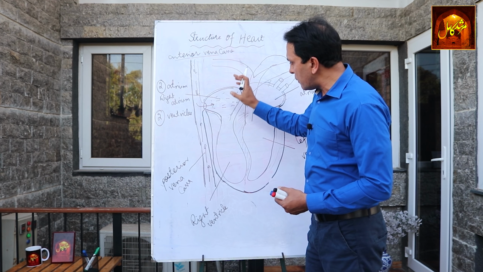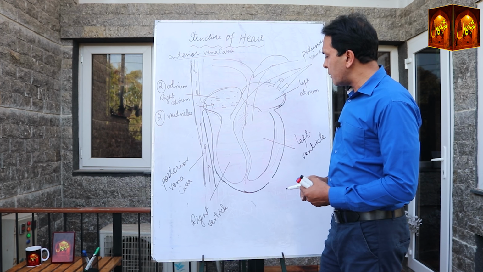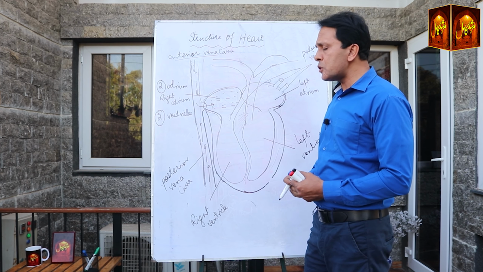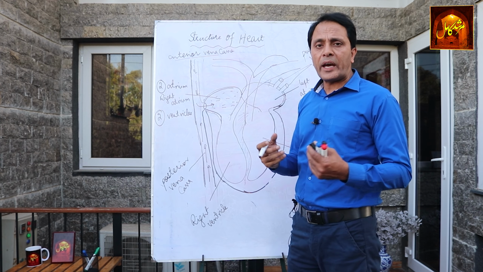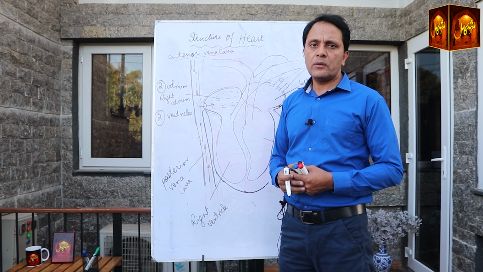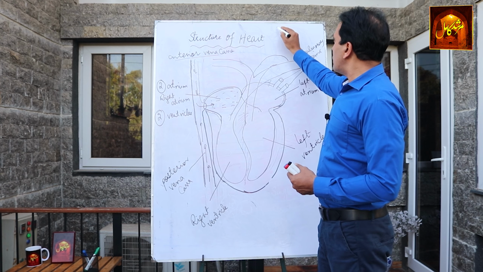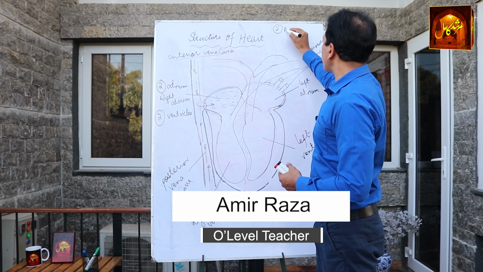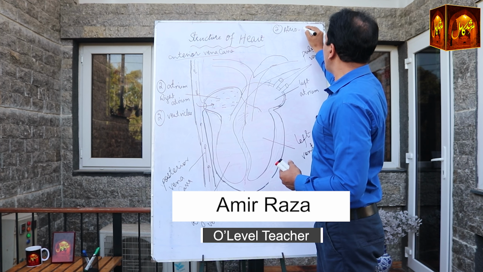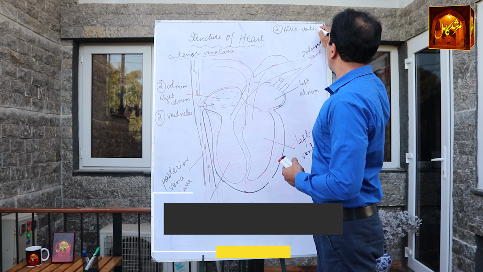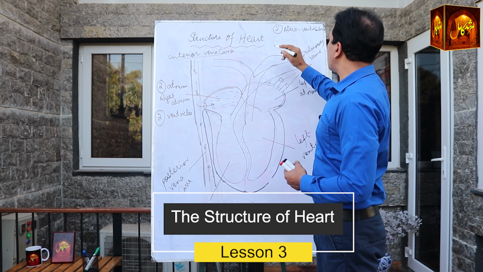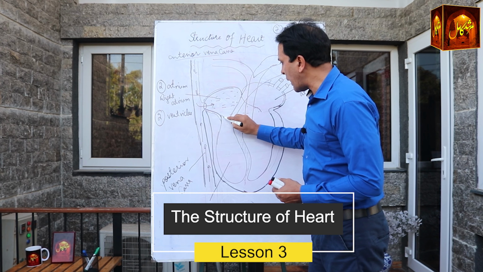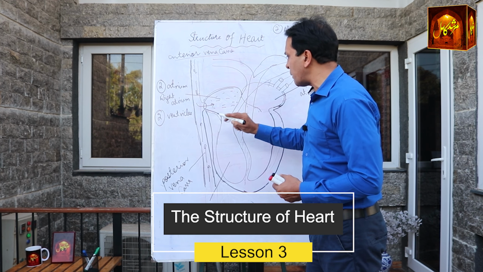When blood passes through these chambers, from the atrium into the ventricles, it is provided with valves. We have 4 valves in our heart. 2 are atrioventricular valves, and there is another name that is given to these valves.